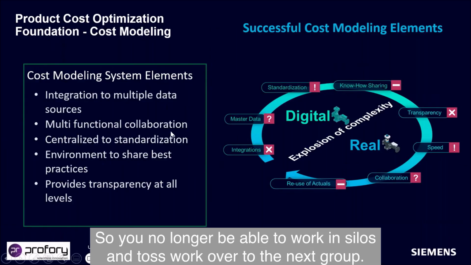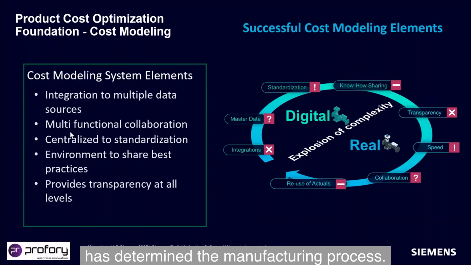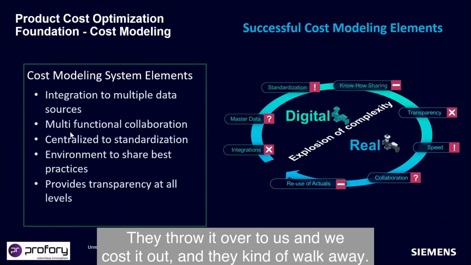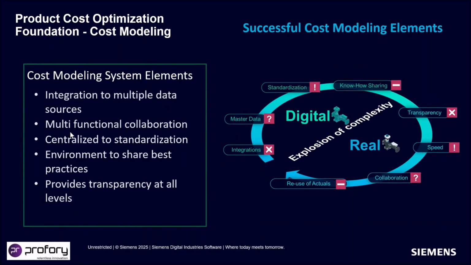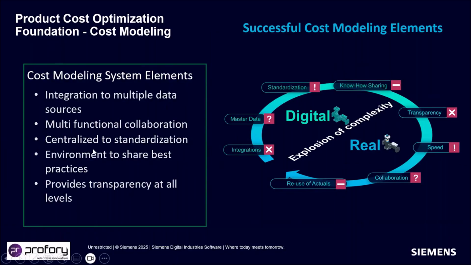Multifunctional collaboration, so you no longer will be able to work in silos and toss work over to the next group. A lot of companies I'm talking to are saying, well, the industrial engineers determine the manufacturing process, they throw it over to us and we cost it out, and they kind of walk away. That's got to be more of a collaboration between the two groups.